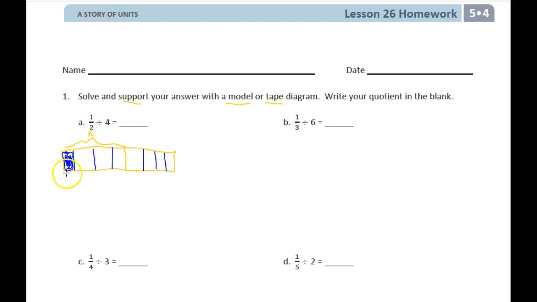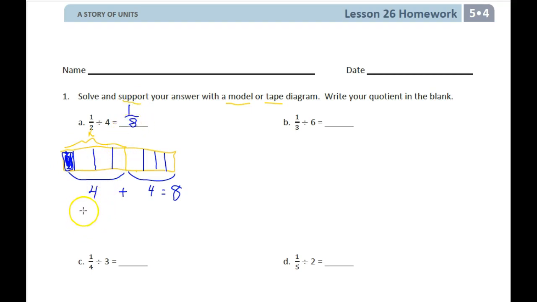Now you know that if you had 2 pieces and you broke these into 4 each, how many pieces are there all together now? There's 8 of them all together. So there's 8 pieces all together. And when you go to your half and you look at just one of them, that is 1 out of 8 pieces.